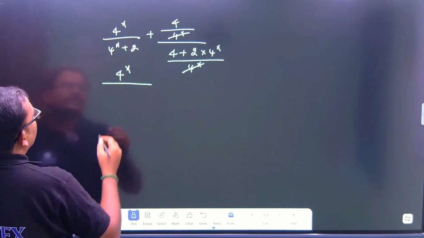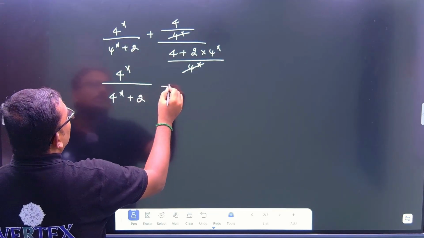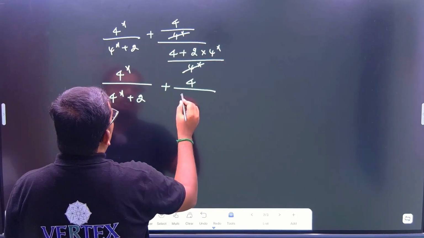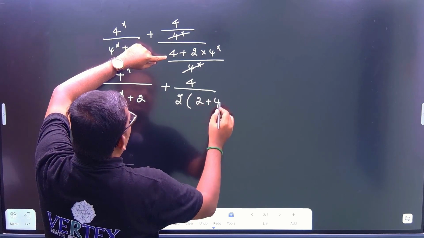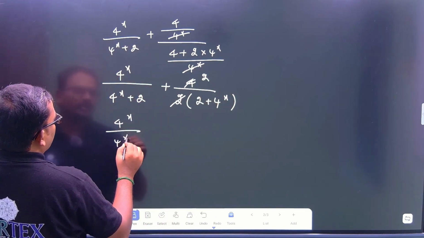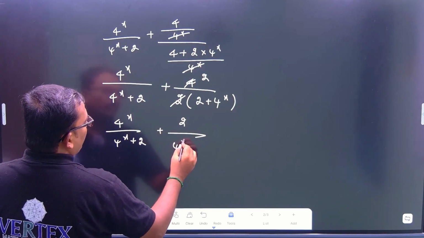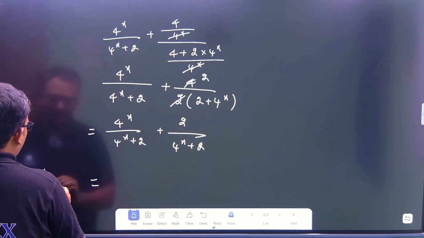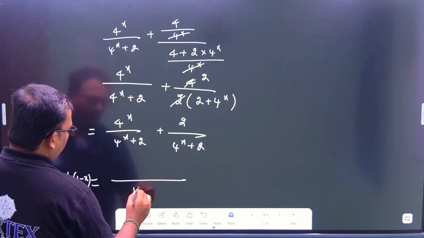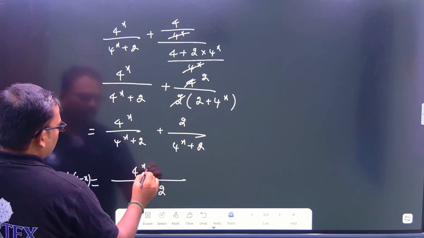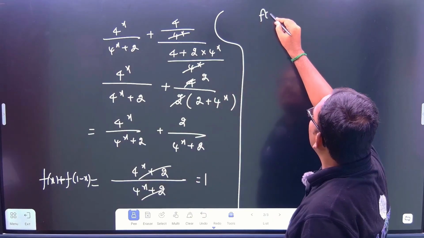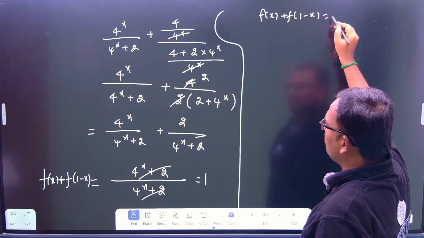Then you can write 4 power x divided by 4 power x plus 2, plus 4 divided by 4 plus 2 into 4 power x. If you take a 2 common, you can see what is left: 2 plus 4 power x, right? So 1 time here, 2 times. Therefore, 4 power x divided by 4 power x plus 2, plus 2 divided by 4 power x plus 2. You can add this. This is f of x plus f of 1 minus x. So you take the LCM 4 power x plus 2, the numerator is also 4 power x plus 2. This will be cancelled, and you'll get 1. So we found the relation f of x plus f of 1 minus x equals 1.